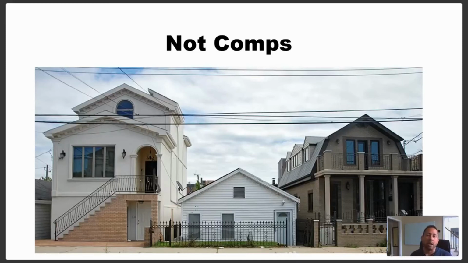Now, the one in the middle, ironically enough, is very close in square footage. You just can't see it here, but it is a very long house. But none of them are comps. I would not use any of these to say they're all the same. In fact, they're just totally different, just like the picture.